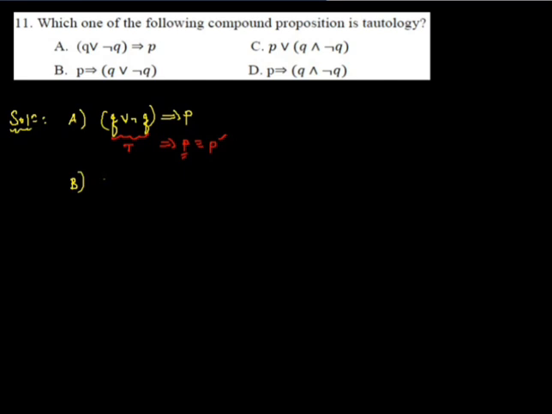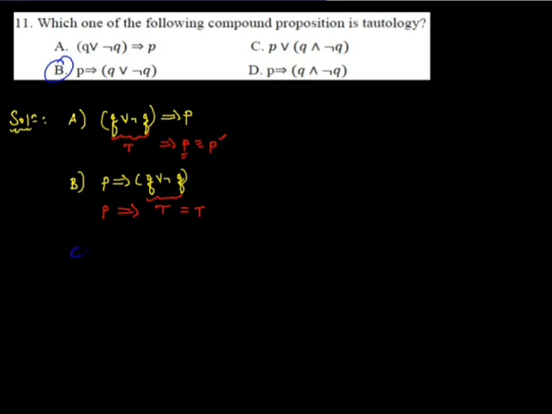Let's check for B. In B, we do have P implies Q or the negation of Q. Always Q or negation of Q is true. So P implies true is true whatever P is. If P is false, it's okay. False implies true is true. If P is true, still it is true. So this compound proposition in B is a tautology. So we can check that the rest are not tautologies.